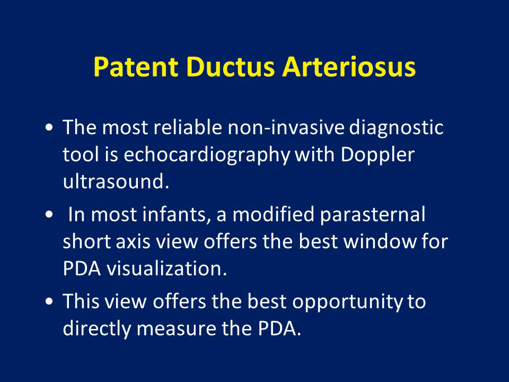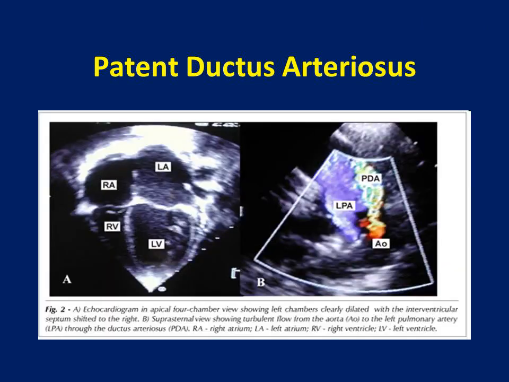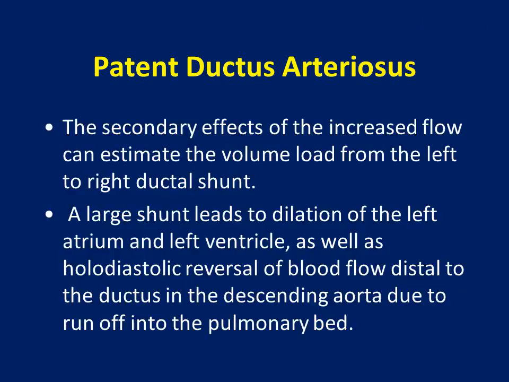In most infants, a modified parasternal short-axis view offers the best window for PDA visualization. This view offers the best opportunity to directly measure the PDA. The secondary effects of the increased flow can estimate the volume load from the left to right ductal shunt. A large shunt leads to dilation of the left atrium and left ventricle, as well as holodiastolic reversal of blood flow distal to the ductus in the descending aorta due to runoff into the pulmonary bed.